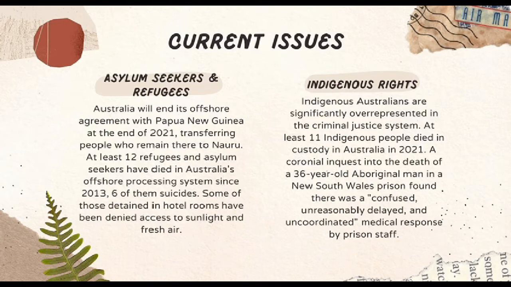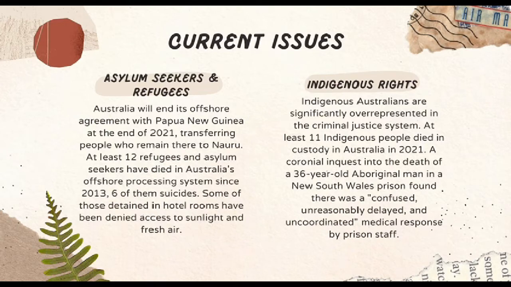Some of the refugees and asylum seekers transferred from Papua New Guinea and Nauru to Australia have been detained in hotel rooms where access to sunlight, space to exercise and fresh air is limited. The next current issue in Australia is Indigenous rights.